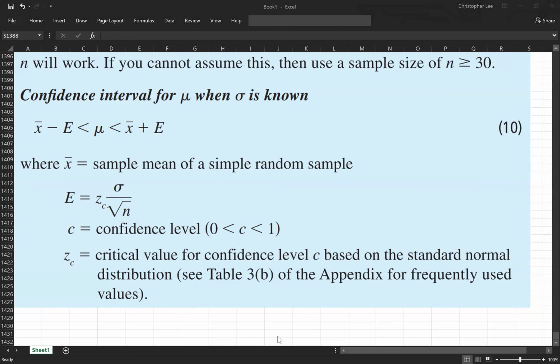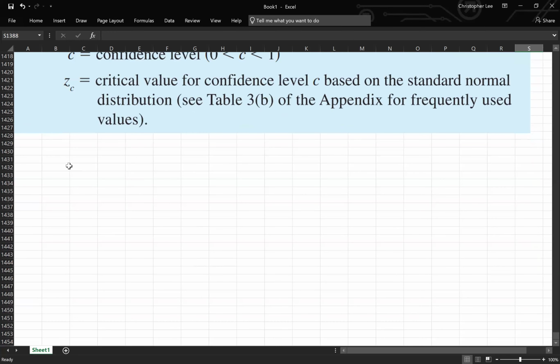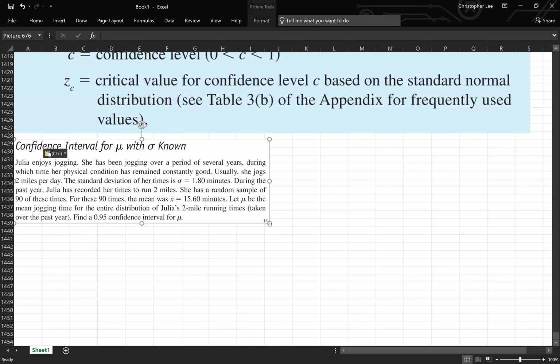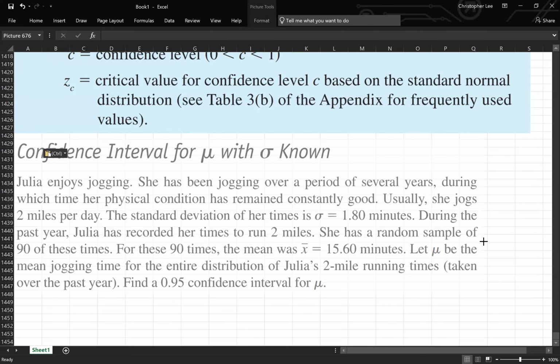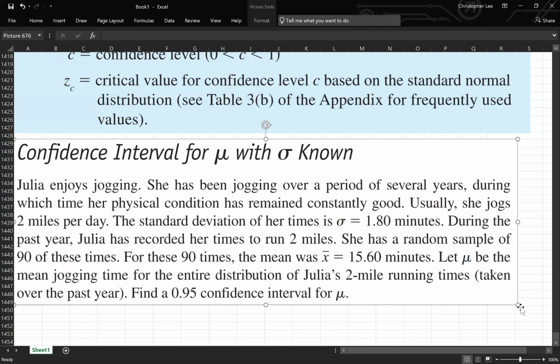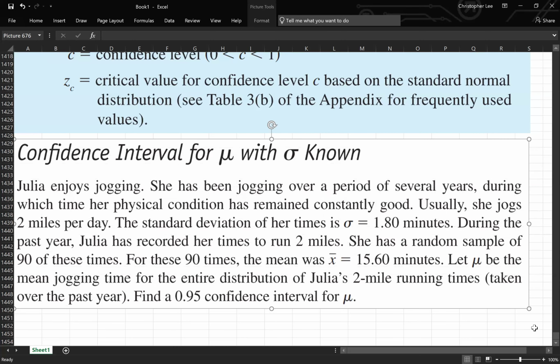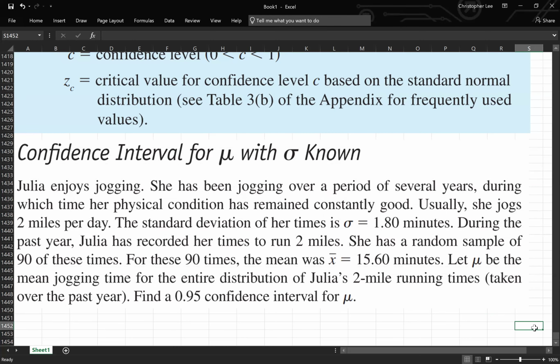All right, let's take a look at an example real quick. This example is what your homework's going to be about. This is going to be a confidence interval for mu with sigma known.